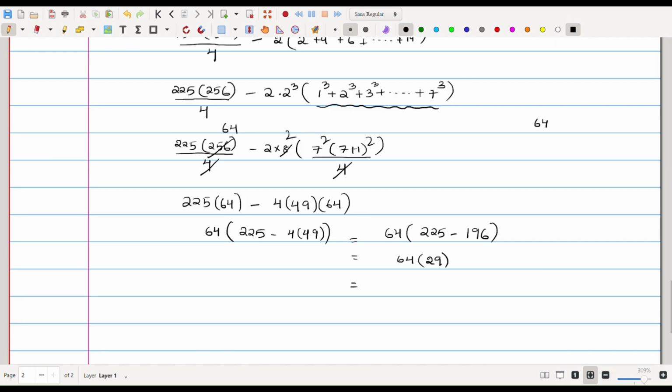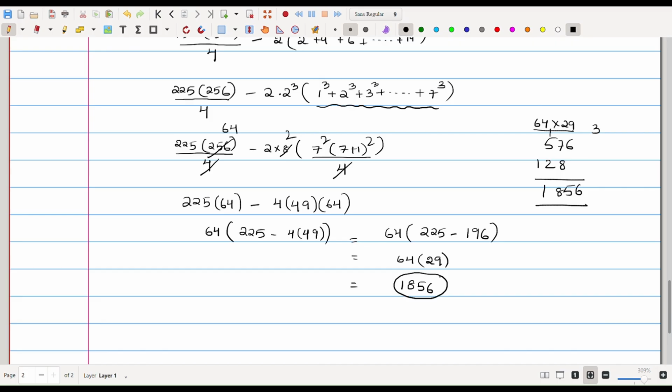If you multiply 64 into 29, this is 576 and 2 into 64, which is 128. If you add this, it is 1856. So this is the required answer for our question, which is a very simple question.